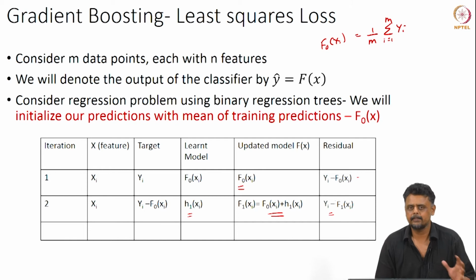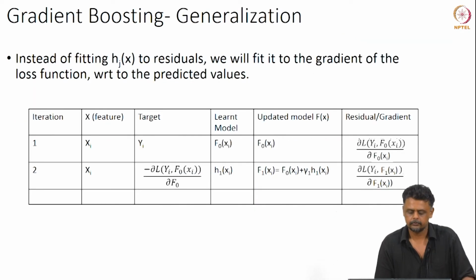Okay, like I mentioned earlier, I have not done the entire explanation, but this is a special case where your loss function is actually a least squares loss function. So then, how do we generalize it to any loss function? We will look at it now.